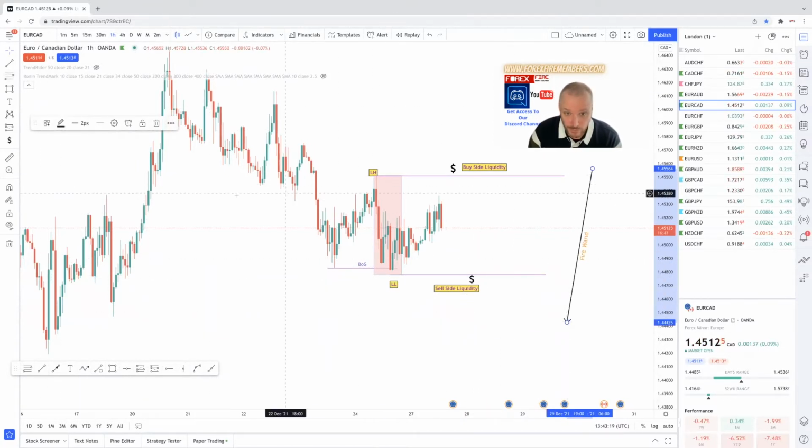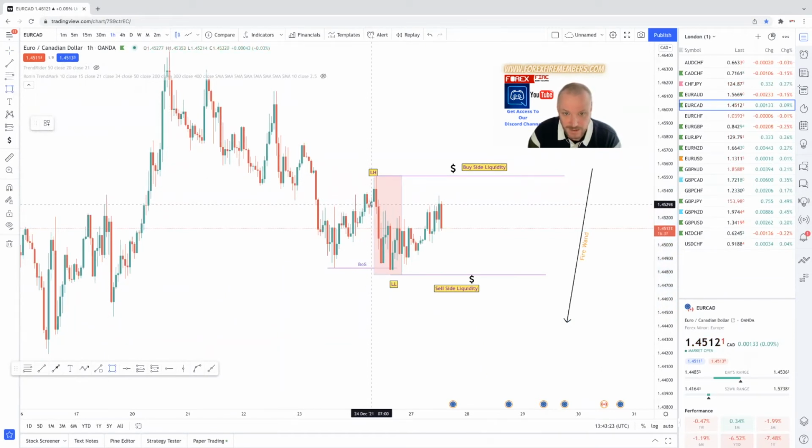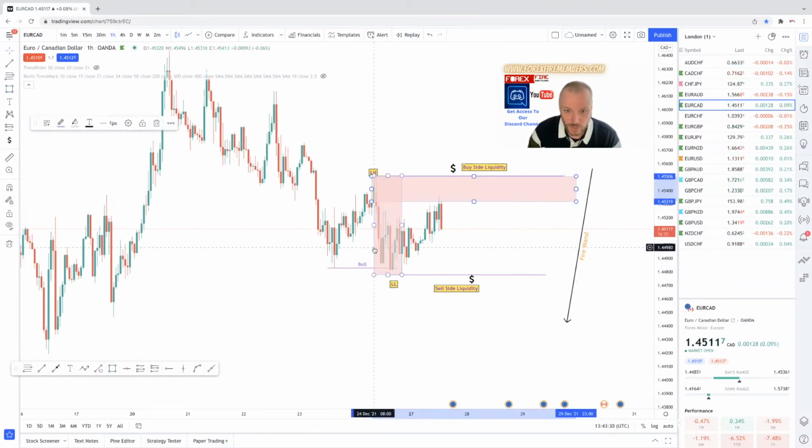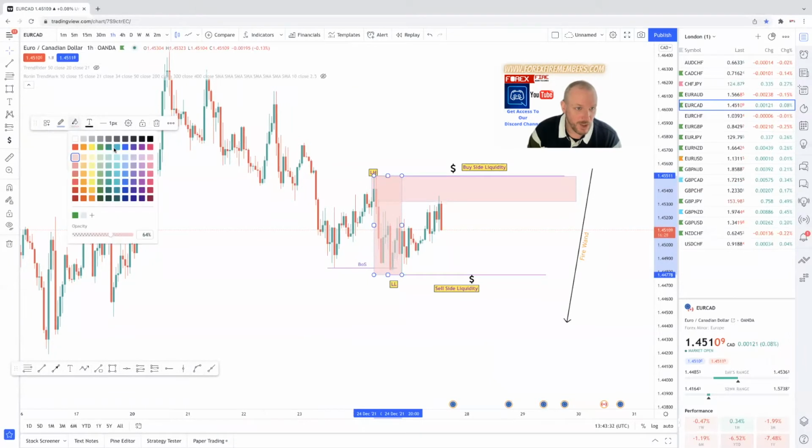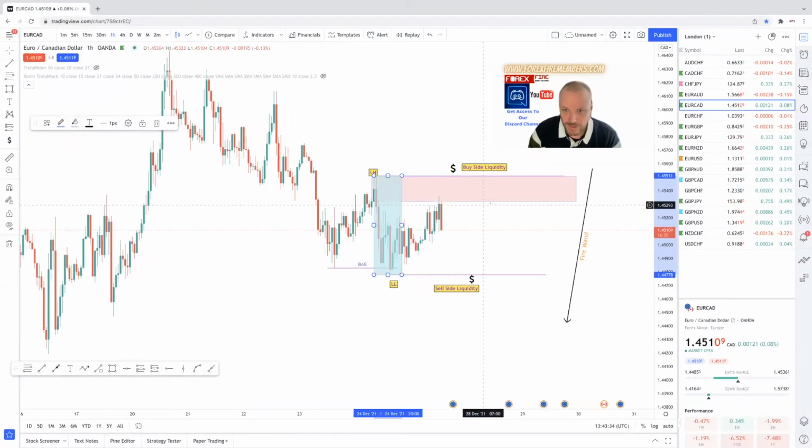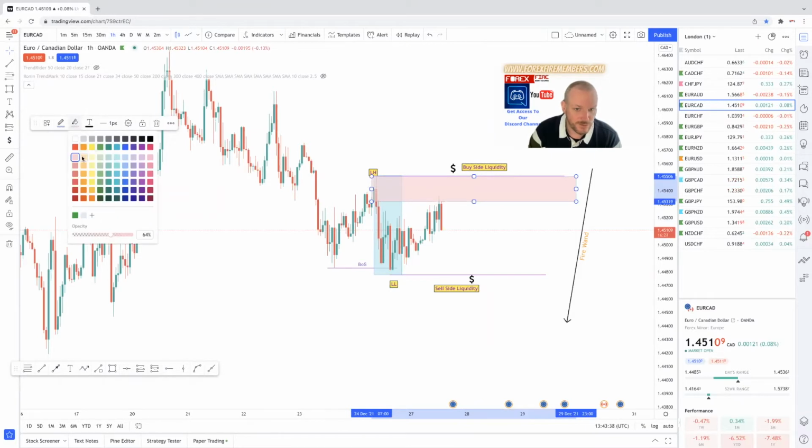From there, you've got an order block. Now, your order block is always the last buy before the sell, or the last sell before the buy. So what we would do is mark this one in blue and get this one in an orange. Now I'm going to repeat that again.